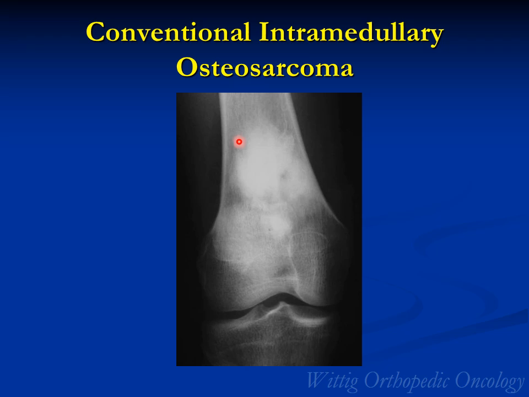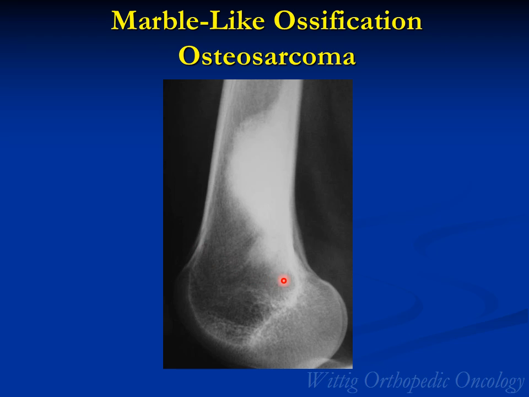Another type of conventional intramedullary osteosarcoma where the ossification is very marble-like in the center of the medullary canal of the femur. And a lateral X-ray of the same, showing you the dense marble-like ossification within the femur. This is a very worrisome finding. One should be highly suspicious of an osteosarcoma and should not dismiss this as a bone island.